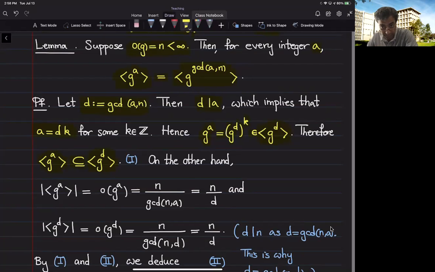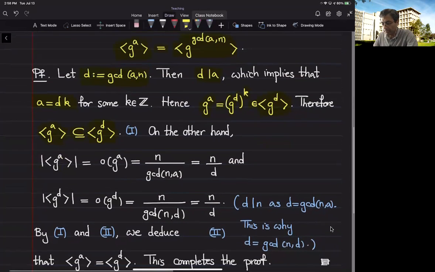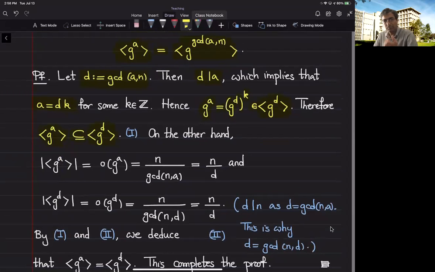Now I want to deduce the other way around. But instead of showing the other implication, I'm going to argue that these groups have the same cardinality, and because one of them is a subset of the other, I get equality. I'm going to look at the cardinality of this group. The cardinality of a cyclic group is the same as the order of a generator, so it's the order of g to the a. Now, the order of a power of g is the order of g divided by the GCD of the order and the power that I'm picking.